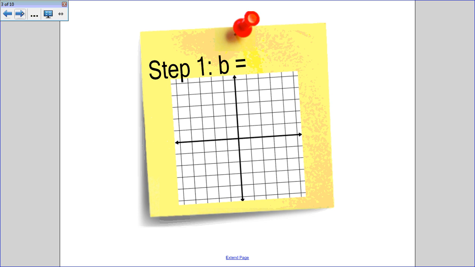So on your next post-it card, you're going to say step 1, b equals 4, okay? This is a point on our graph. Remember, this is our y-intercept. So on our graph, that's the point 0, comma 4. It's where it crosses our y-axis at positive 4, so it will be this point right here. Your second post-it card should show that your first step is to find your y-intercept, which is 4 in this equation, and show where that's at on a graph. So take some time and do this.